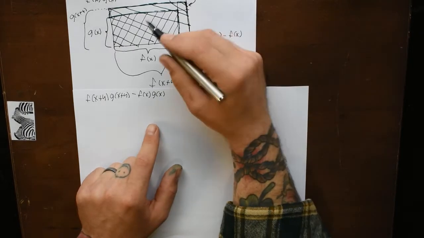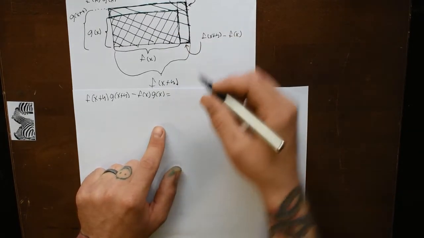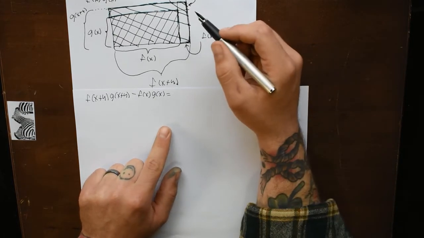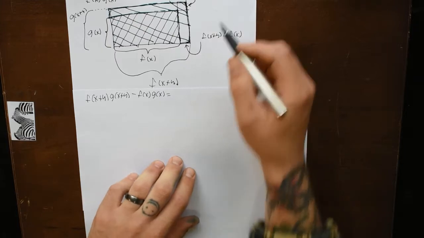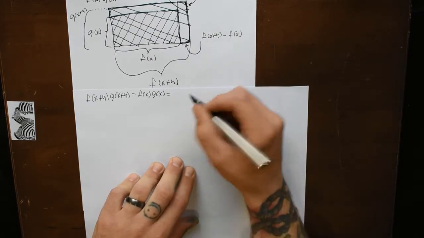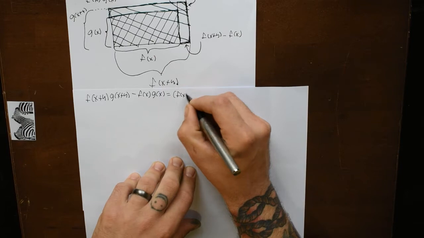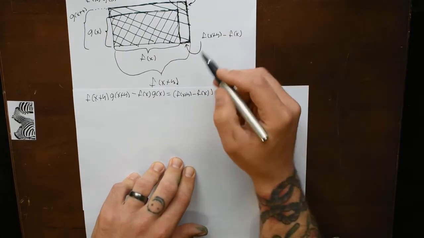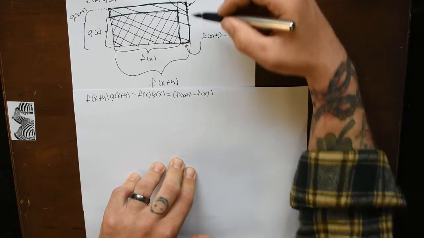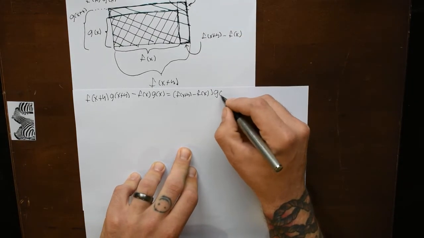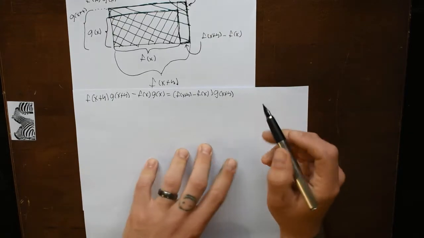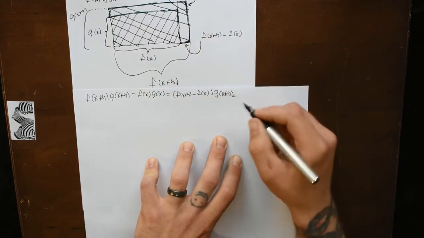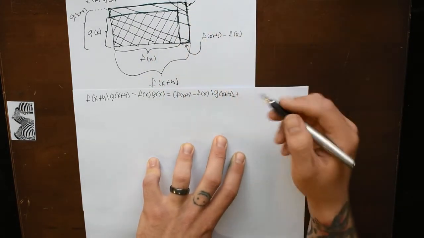Well, this area is the same thing as, we have this rectangle. This tall rectangle has a width of f of x plus h minus f of x. That's its width, and its height is g of x plus h. And we have this rectangle whose width is g of x plus h minus g of x.